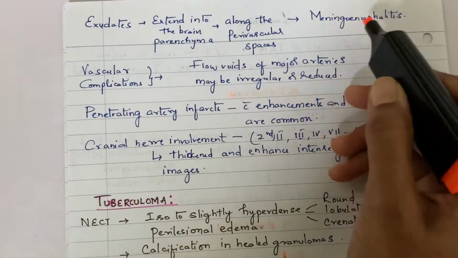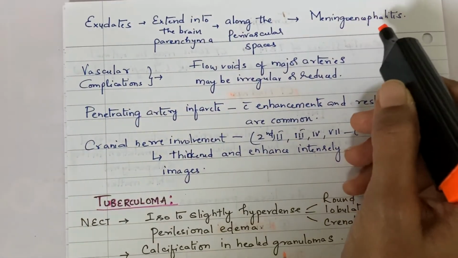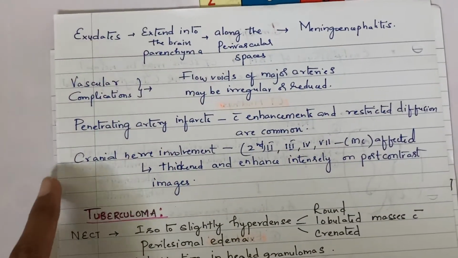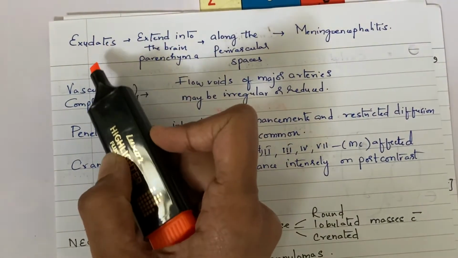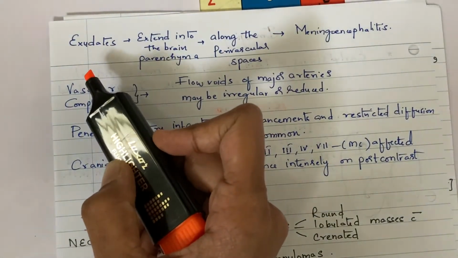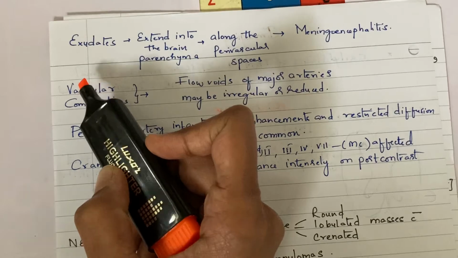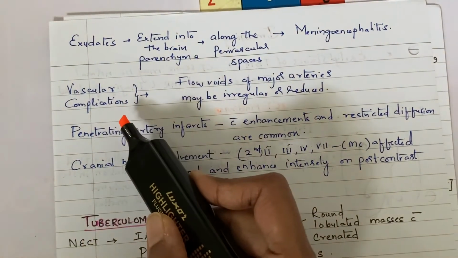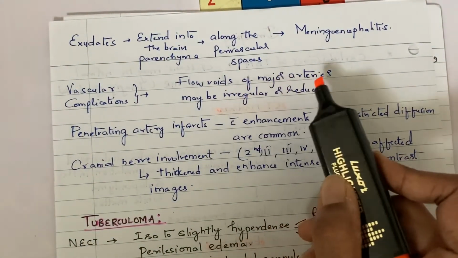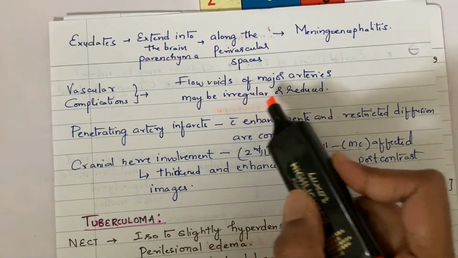So when they spread into the brain parenchyma, we get meningoencephalitis. Next is vascular complications. Exudates involve the vessels, leading to panarteritis and endarteritis obliterans. There will be vascular occlusion and infarcts. So for vascular complications, look for the flow voids of the major arteries. They may be irregular or reduced.